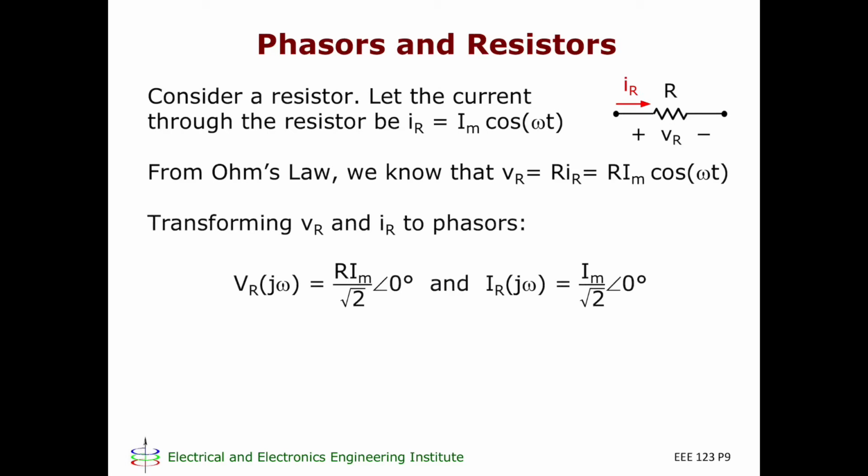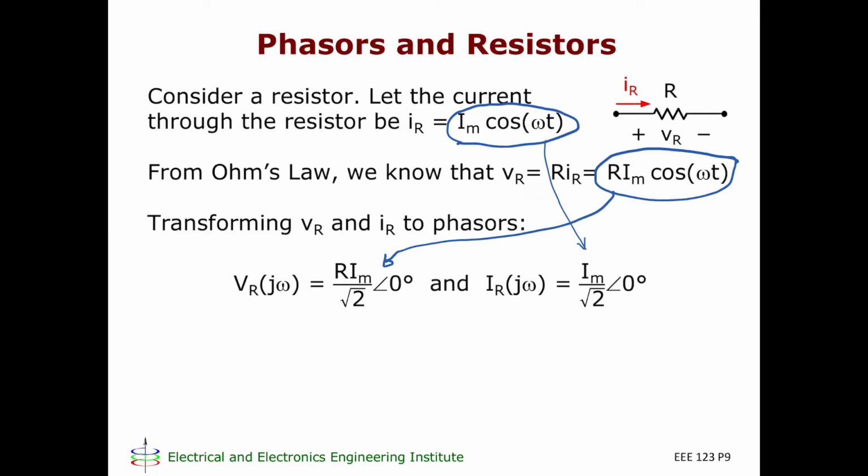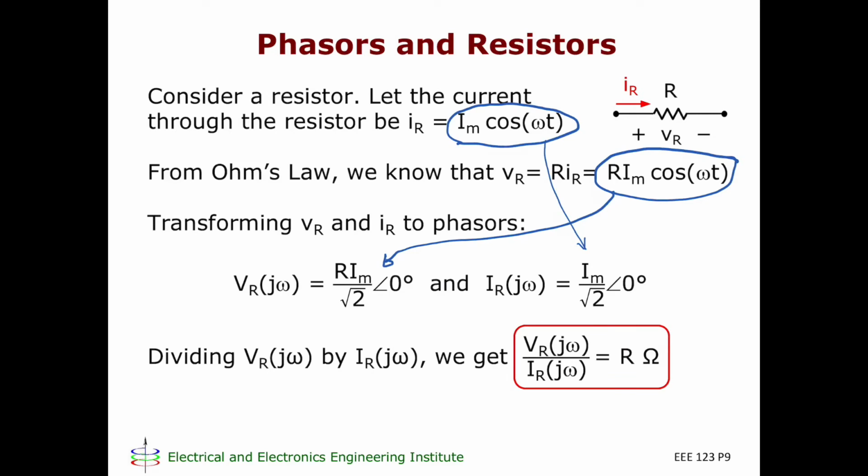Transforming V sub R and I sub R to phasors, this transforms to this. The phasor value of R Im cosine omega t would be R Im over the square root of 2 at an angle 0. And this transforms into this. Now, if we divide V sub R by I sub R, the ratio we're going to get is simply the resistance R. So this is the relationship that I wanted to derive. Let's park that for a while.